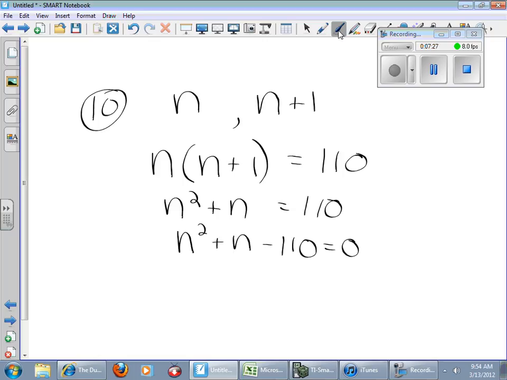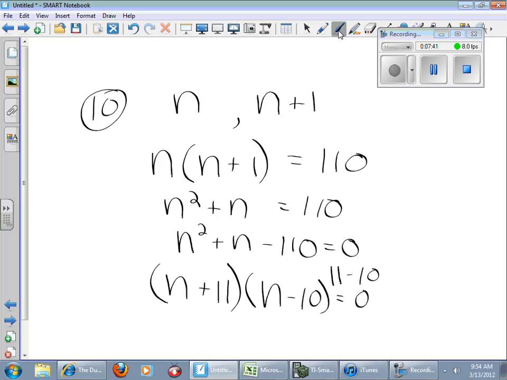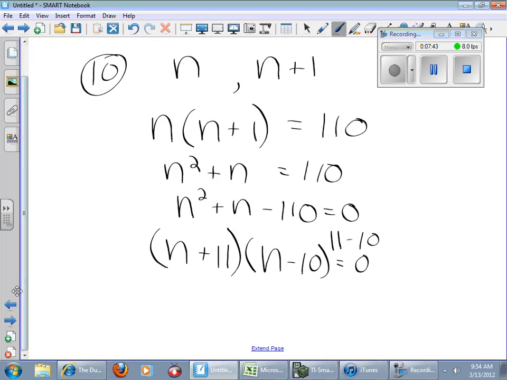I need two factors of 110 that subtract to get positive 1. Well, how about 11 minus 10? I don't even need to list all the factors on that one. N plus 11 and n minus 10 equals 0. This allows me to say that n could equal negative 11 or n could equal positive 10.